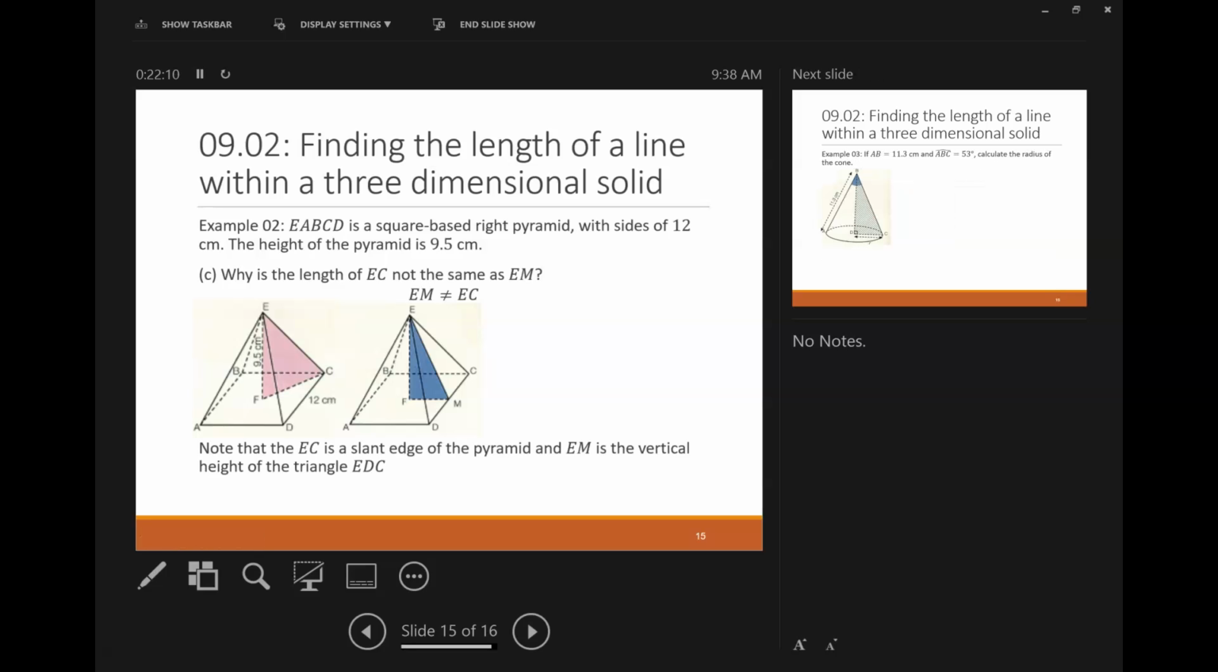So, again, to help justify that to you. EC is the slant edge, and EM is this vertical height for that triangle EDC. So it's the height of the face.